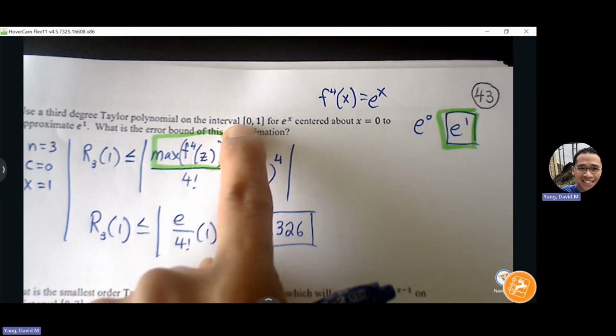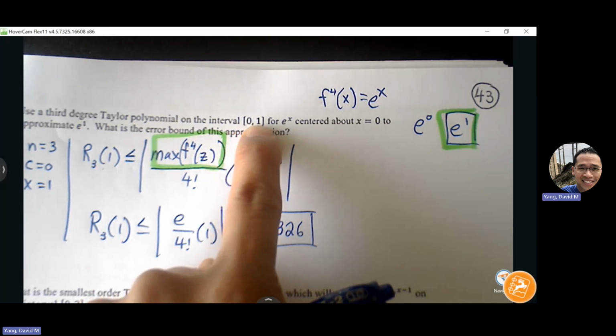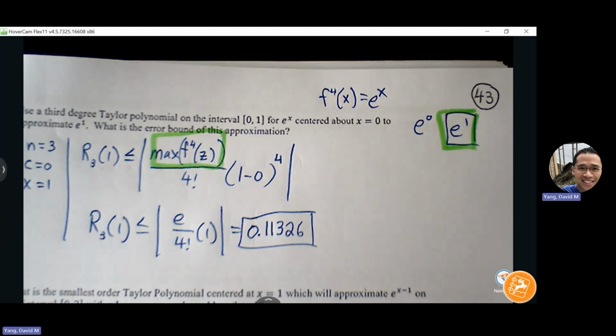And it's always going to be that one of the endpoints will produce a larger value, or it could be like a sine and cosine where you already know what it is. So it'll be either obvious or you just have to test the two endpoints.